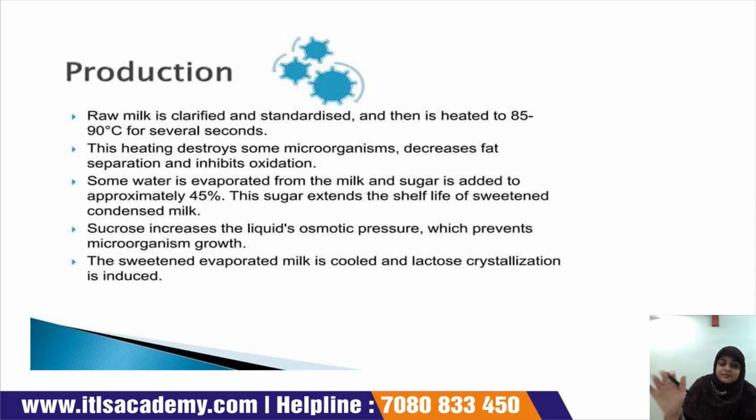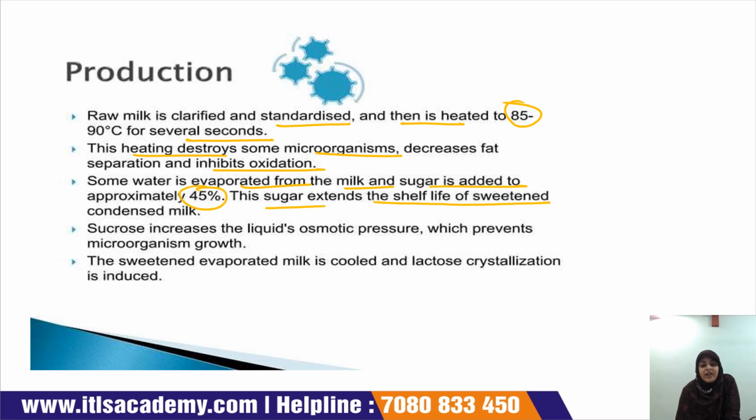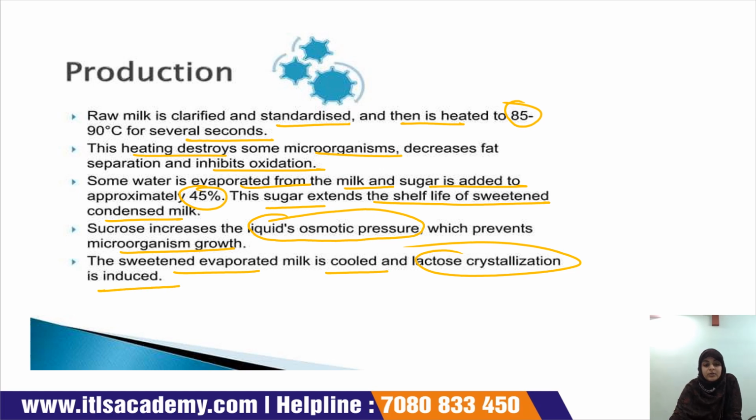Production: raw milk is clarified, sterilized, and then heated between 85 to 90 degrees Celsius for a second. This heating destroys some microorganisms, decreases fat separation and inhibits oxidation. Now some water is evaporated from the milk, and then we add sugar, approximately 45%, which extends the shelf life of the sweetened condensed milk. Sucrose also increases the osmotic pressure of the liquid, which prevents microbial growth, and the sweetened condensed milk is cooled and lactose crystallization is induced.